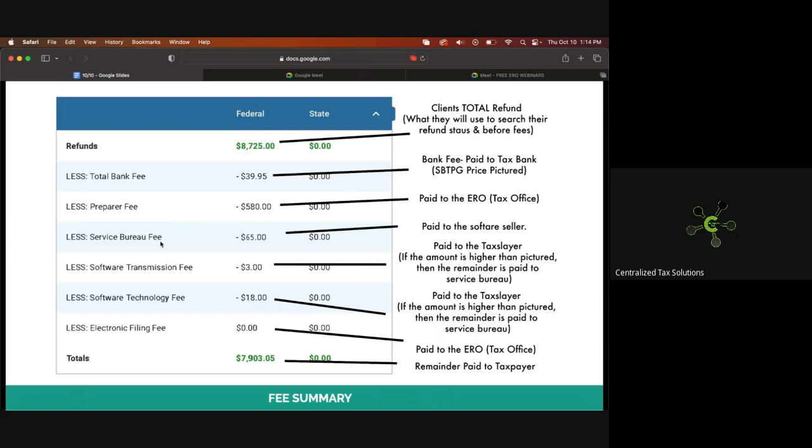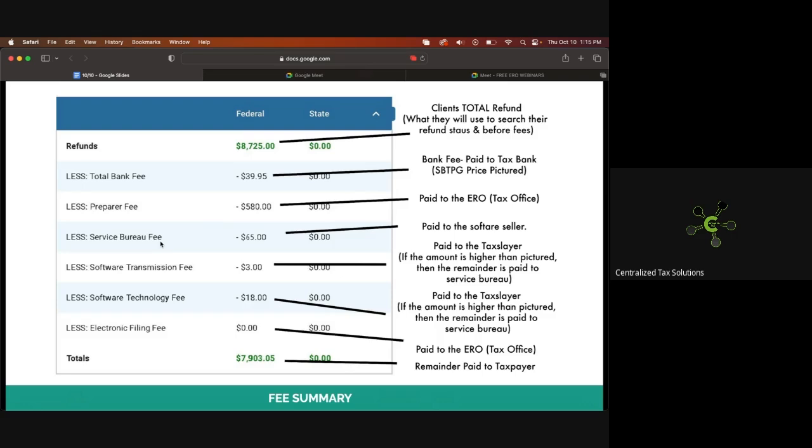But the next one would be the service bureau fee. So this one is my service bureau fee. This is the main discussion as far as what a lot of people are confused on. It's actually going to go into the next three too, because a lot of people will charge you a higher service bureau fee, but they will put it on your software transmission fee or your software technology fee because they don't want you to know that it's a service bureau fee and they're adding more money. So with that, like I said, my service bureau fee is $65.